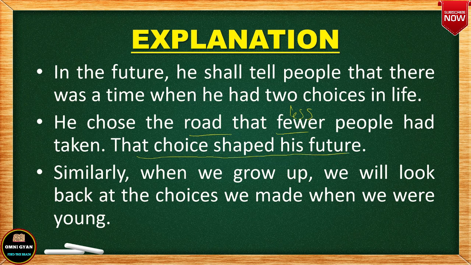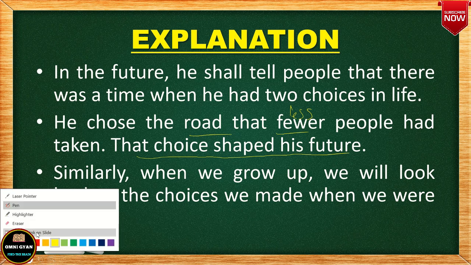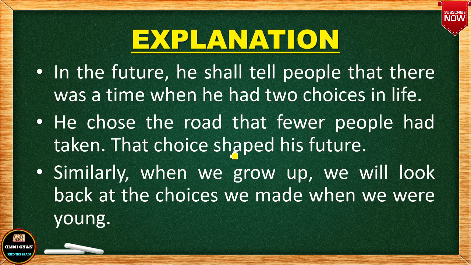Because of this choice, his future has been shaped. You see that the second road that the poet took, I told you already, is a difficult path. And the poet deliberately chose the difficult path because somewhere the poet feels that difficulty will make me stronger and tougher. Problems and challenges will only make me strong, sharp, and experienced. Okay, so in future he will tell the people proudly that I have chosen the road that very few people travel. I did not choose the easy road, I chose the difficult one.